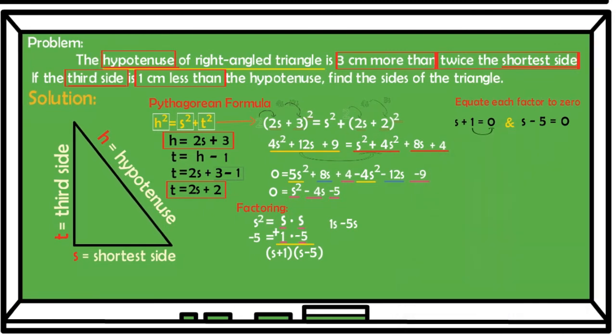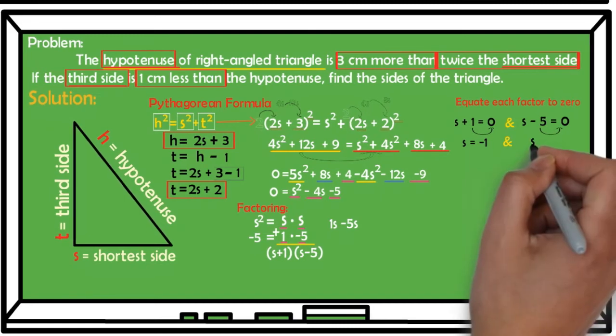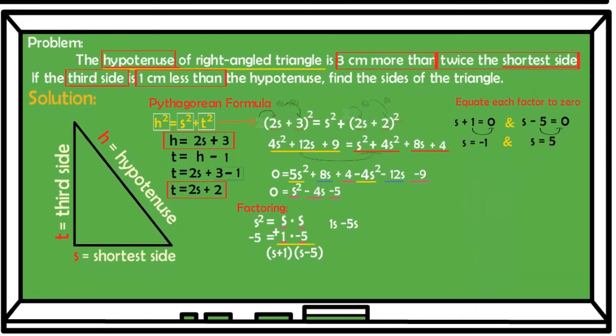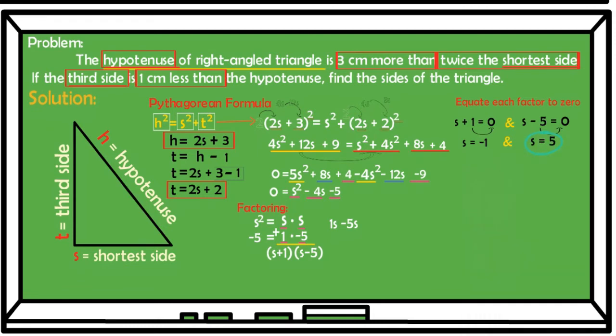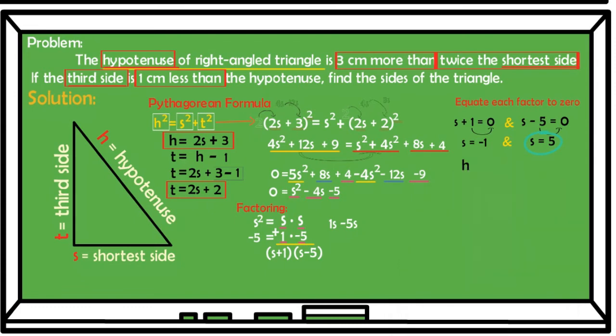So, move natin to the right-hand side of the equation. We move the number to the other side of the equation. So, we will change the sign. So, yung 1 nagiging negative 1. At saka yung negative 5 magiging positive 5. Since we're talking about the measurement, so we'll take positive 5 as the value of s. So, disregard the negative 1.